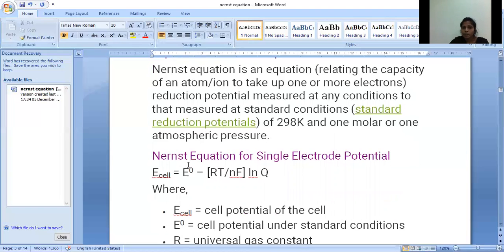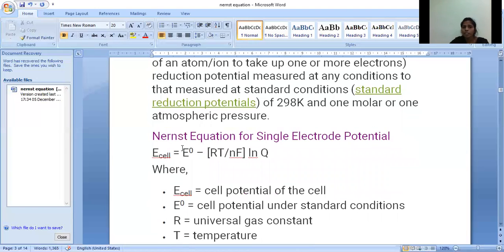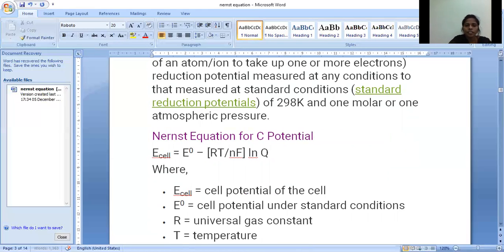So let us see the expression of the Nernst equation. This is the expression of the Nernst equation, not for the single electrode potential. This is for the cell potential. So here E cell is equal to E naught cell minus RT by NF ln Q. This is the Nernst equation, and in this Nernst equation we are calculating the cell potential. E cell is equal to E naught cell minus RT by NF ln Q.